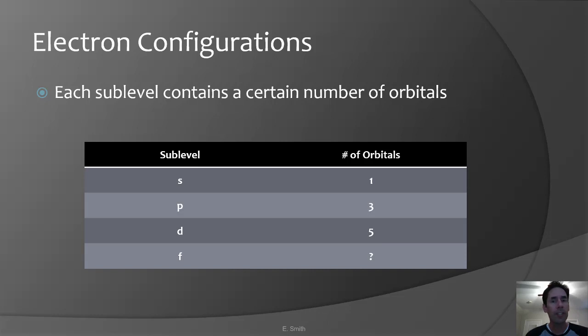So each sublevel contains a certain number of orbitals. Now, in an s sublevel, there is 1 orbital. In a p sublevel, there are 3 orbitals. In a d sublevel, there are 5 orbitals. Do you feel a pattern developing? So if we were to predict the number of orbitals for the f sublevel, what do you think it would be? If you said the number 7, you are correct.